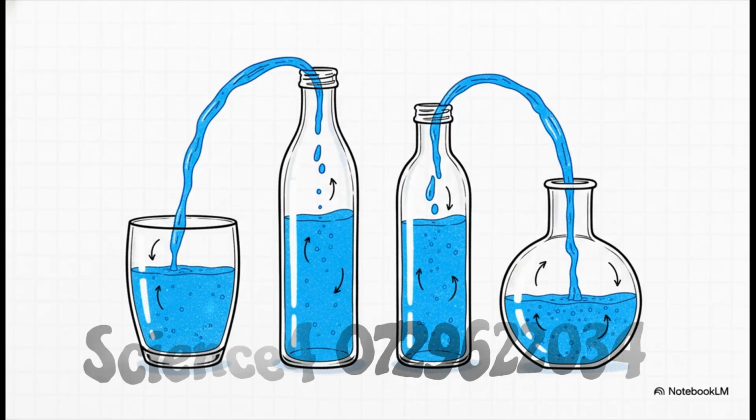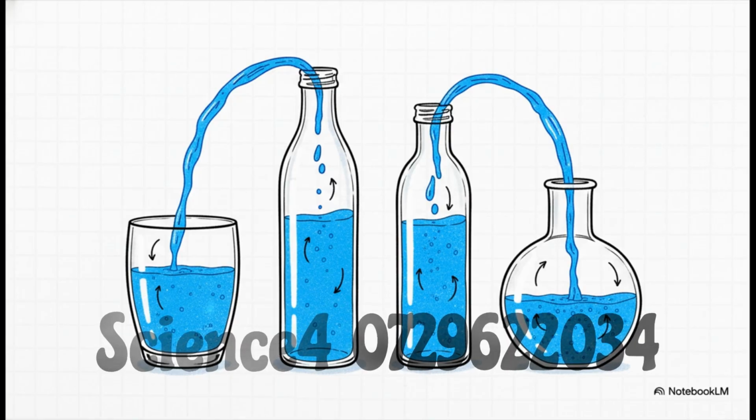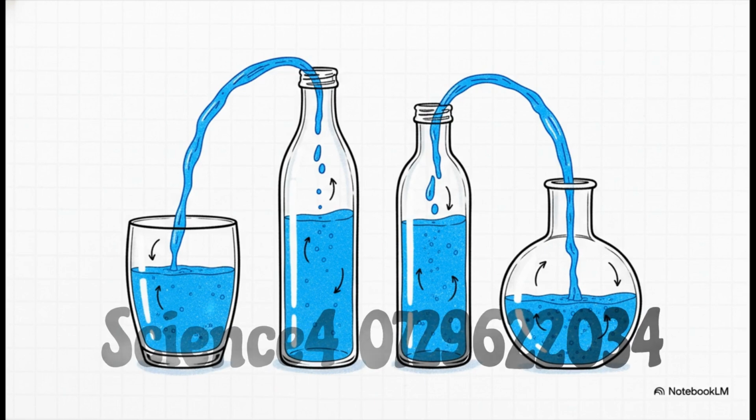And that's the key right there. That ability to slide around is precisely why a liquid doesn't have a shape of its own. It just flows and takes on the shape of whatever is holding it. A glass, a bottle, a puddle on the floor.